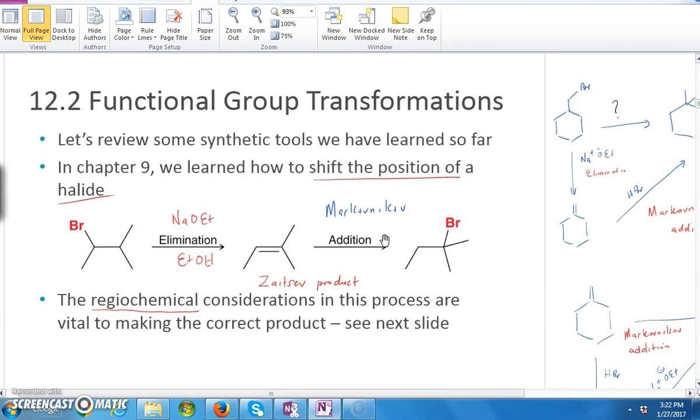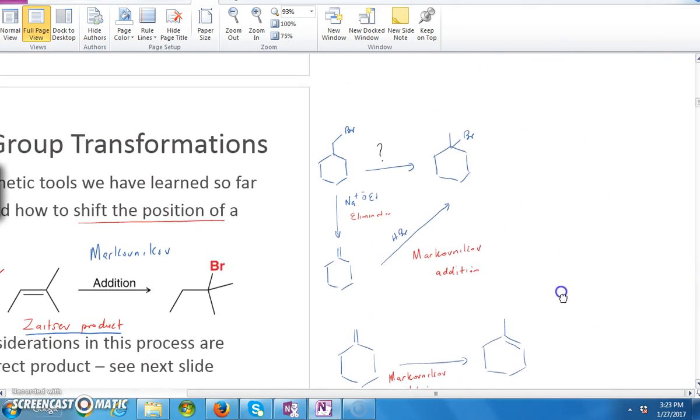Now, let's review some synthetic tools we learned so far in chapter 9. For instance, you learned that if you want to move the halogen, you have to first carry out an elimination, and then you carry out an addition. Once you carry out an elimination to give the Zaitsev product, the next thing is to carry out an addition to give the anti-Markovnikov product. So really, the regiochemical consideration in this process is vital. I have some examples here which you can inspect.